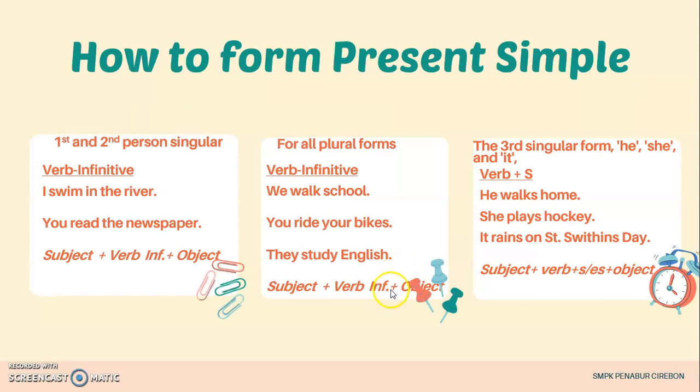How to form present simple? The first one, for first and second person singular, we are going to use verb infinitive. What is verb infinitive? Verb infinitive is a verb that is in base form. Kata kerja asli. Look at the examples. I swim in the river. You read the newspaper. Swim and read are the examples of verb infinitive. So the pattern is subject with verb infinitive and object.